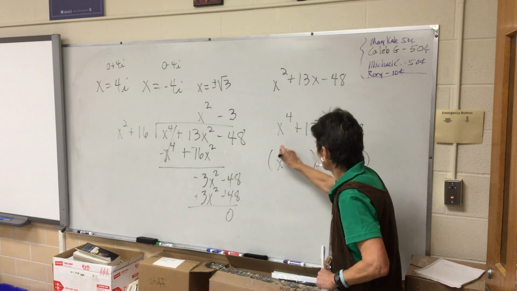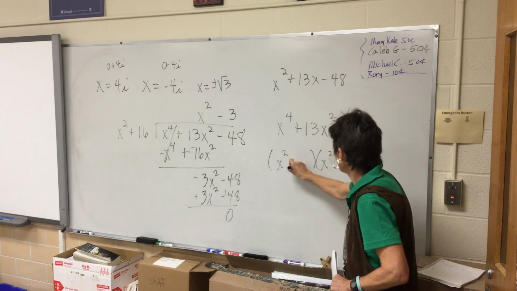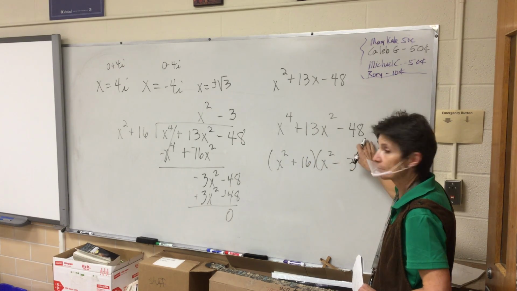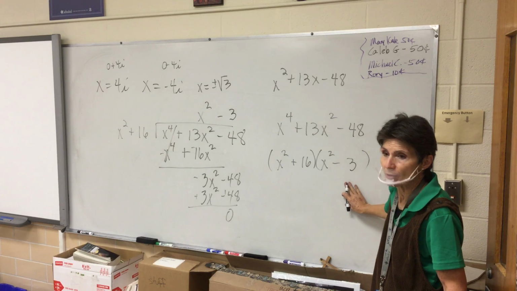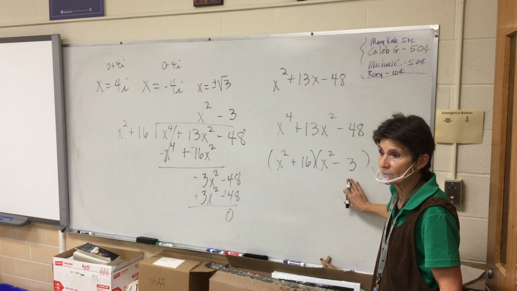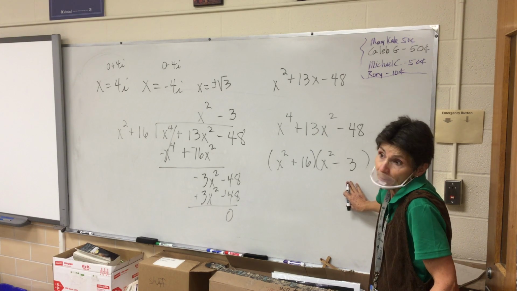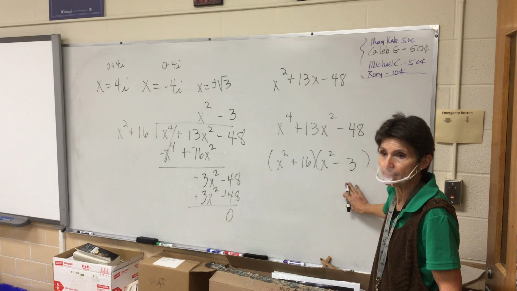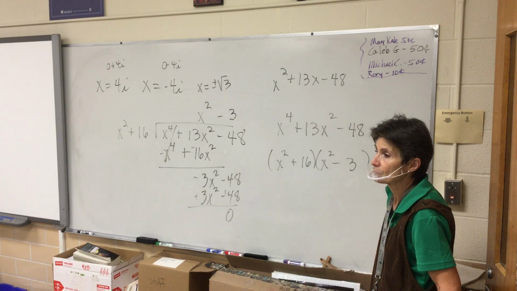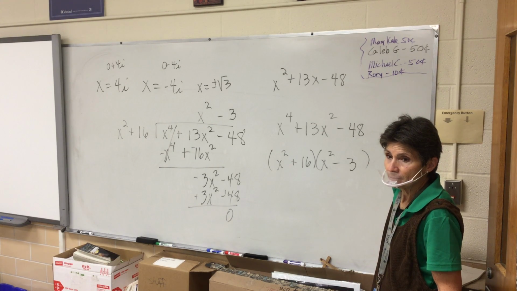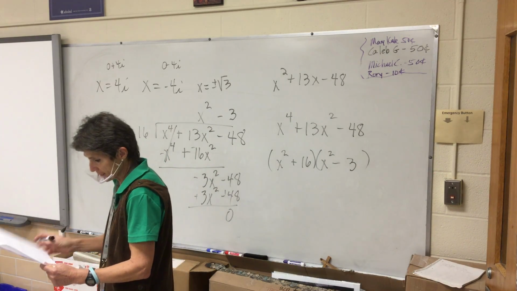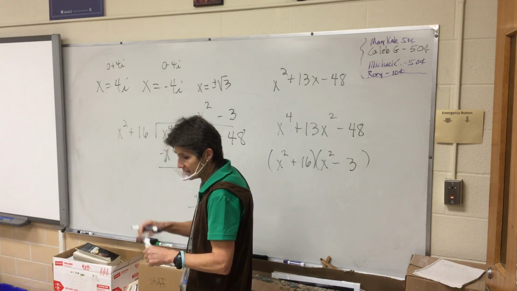So this would factor as x squared plus 16 times x squared minus 3, and I could get my roots straight from that. This would give me the plus or minus 4i, and this would give me the plus or minus root 3. So if you happen to notice that, you could have saved some time. So far, so good? All right. The next section, and we're getting close to getting done, folks, is the opposite.